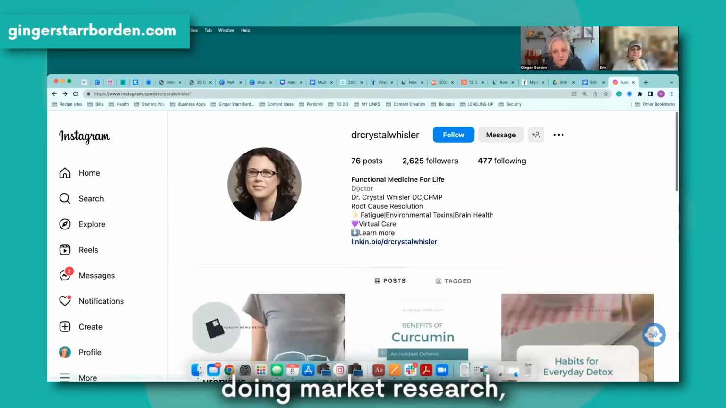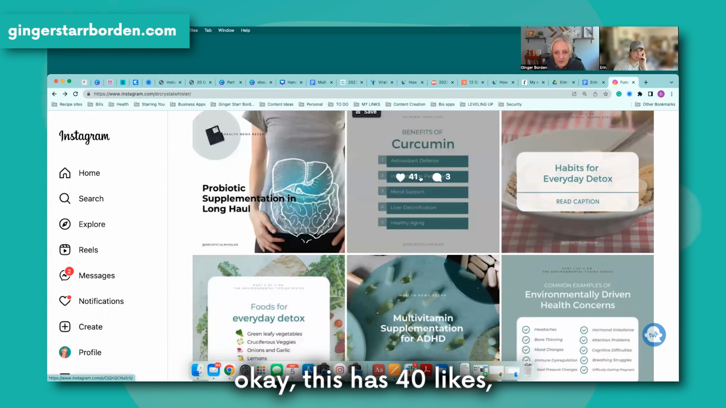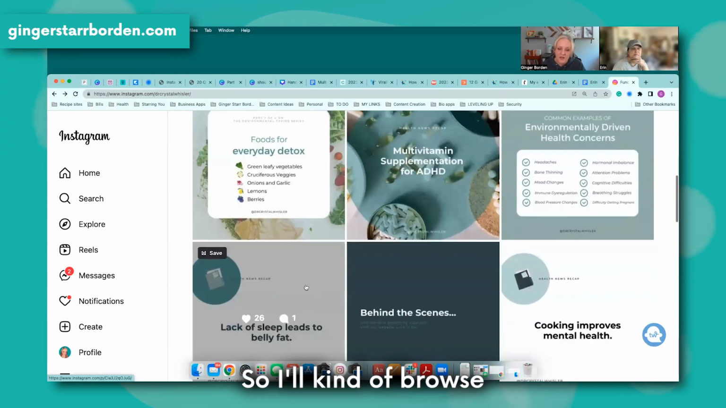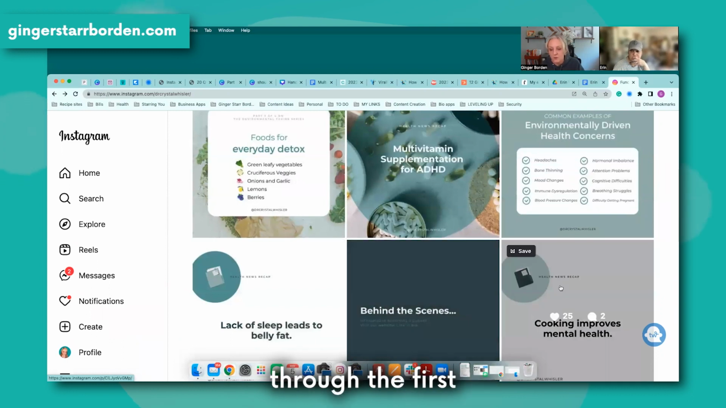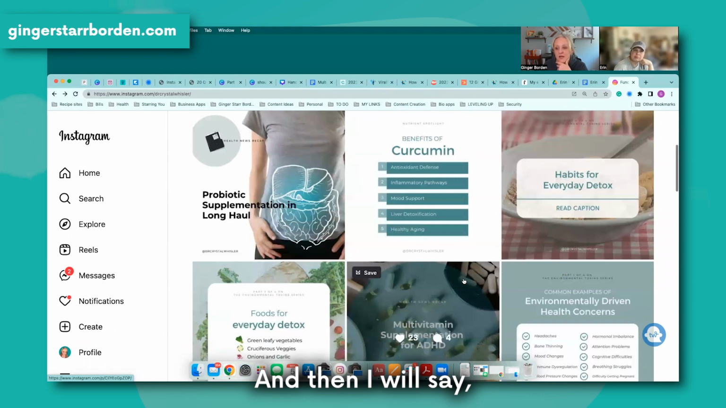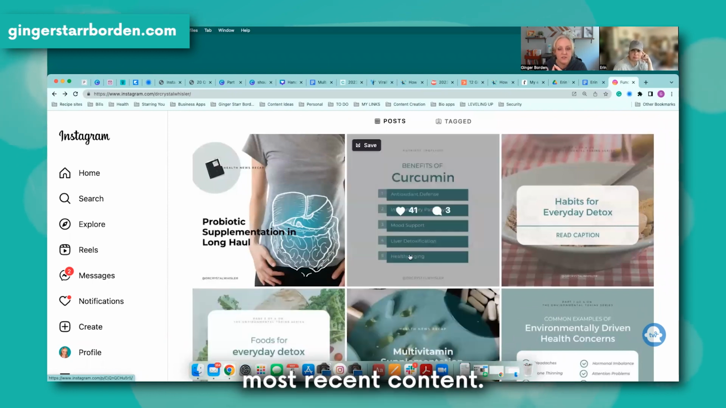What I do when I'm doing market research, when I'm looking at someone, is I will look at, okay, this has 40 likes, this is 41, this is 22, 18, 23. So I'll kind of browse through the first 9 posts or whatever. Okay. And then I will say, all right, so this got 41 and this got 40. These got the most likes out of her most recent content. And then I will look at the post and think, okay, why?